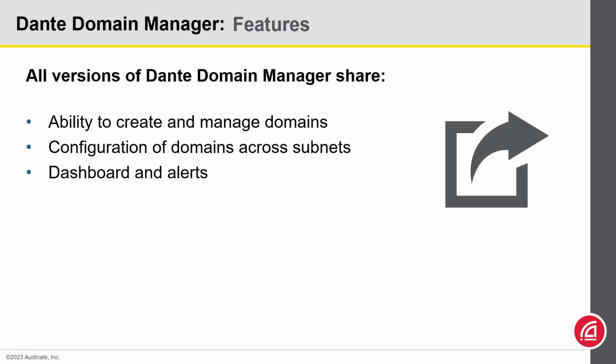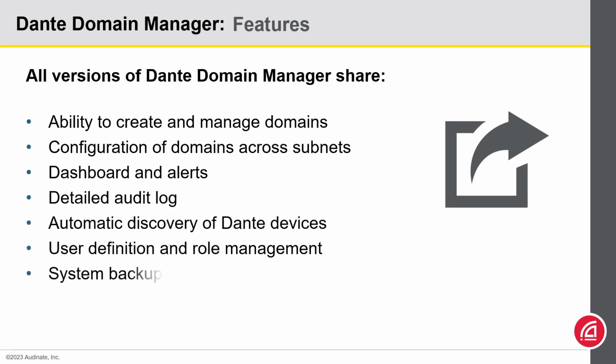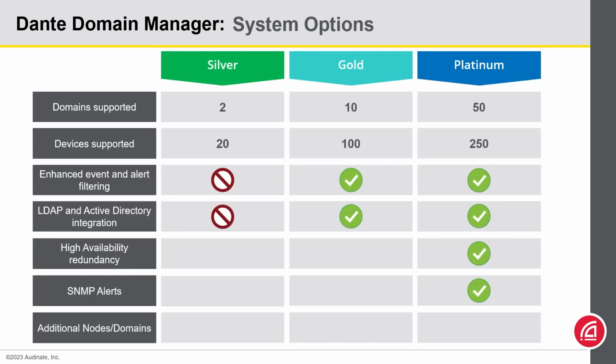All 3 editions have the audit log that keeps track of everything that happens on your Dante network. And all have features like automatic discovery of Dante devices, user definition and role management, system backup and restore, secure, encrypted controlled traffic, and the ability to route audio between Dante domains. These 3 editions of DDM should be considered starting points when designing a DDM system. You select the best edition for your project based on the number of devices and domains required.